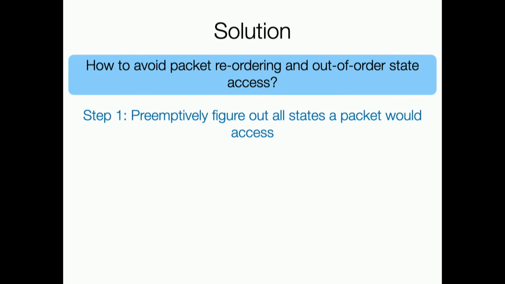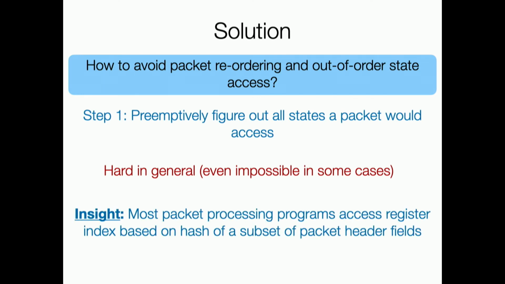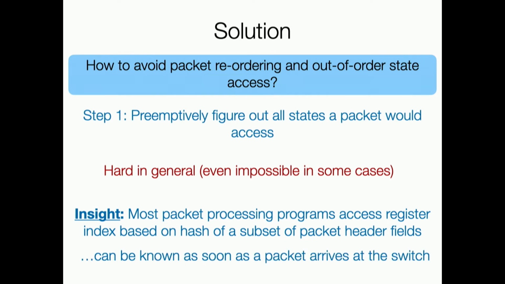And this happens in 2 steps. First step, you try to preemptively figure out all the states a packet would access, which is hard in general. But the insight that we use is that for most packet processing programs, it's actually not that hard, because they just use a hash of a subset of packet headers to figure out what index they want to access. And this can be figured out easily.